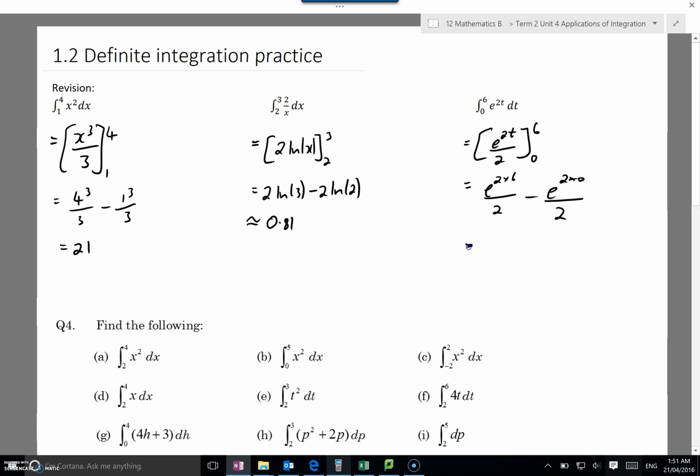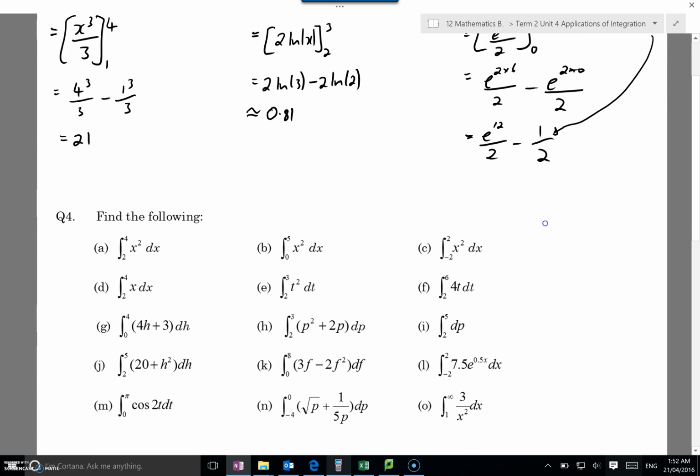Again, evaluate this at 6 minus the thing evaluated at 0. Keep it in exact form, e to the power 12 on 2 minus, this will just end up as a half, because e to the power 2 times 0 is e to the power 0, which is 1. That's what's happening in here. Again, if you want, you can find an approximation.